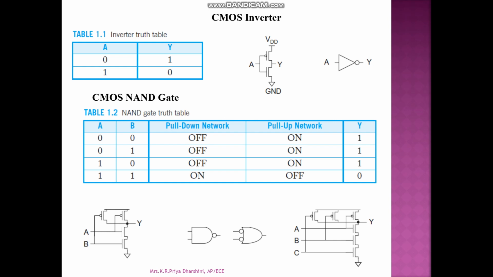When both of the inputs are 1, 1, the pull down will be in the on condition and the pull up will be in the off condition. So when the pull down network is in the on condition, the output is almost 0 because the ground will give a 0 output. So this is how your PMOS and NMOS transistors work with respect to the input we are giving.